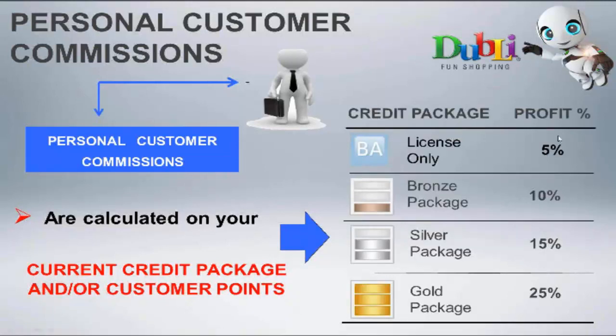As you understand, when you first join Jubilee and pay for your license, you can purchase your credits at a 5% discount. If you have a bronze package, you'll earn 10%. If you have the silver package, you'll earn 15%. And if you have the gold package, you'll earn 25%. Now, I want to break the credit down a little bit so you clearly understand where this money is coming from.